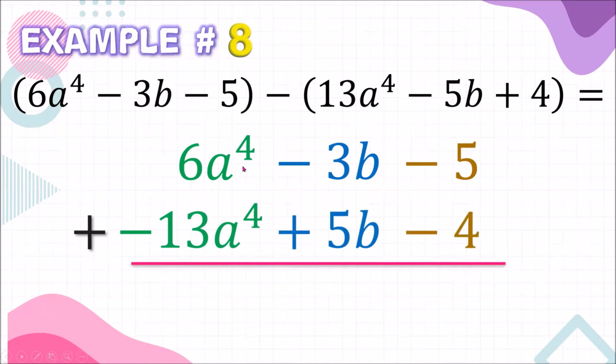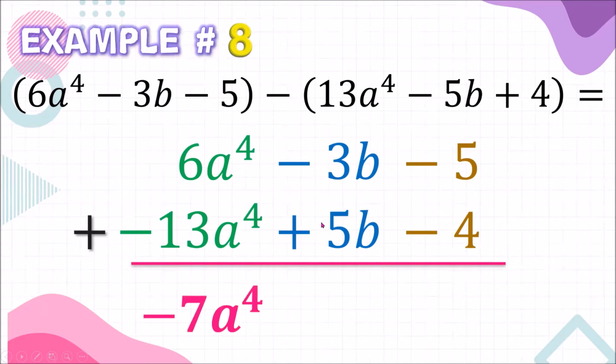So we have here similar variables. So a to the fourth. 6 plus negative 13, different signs, subtract. So 13 minus 6, we have 7. So I have here negative because 13 is greater than 6. So negative 7a to the fourth.